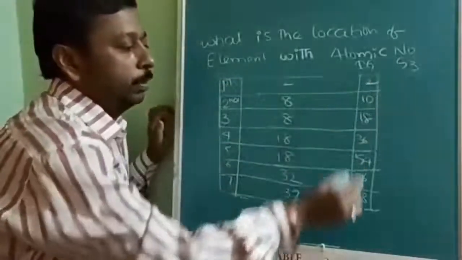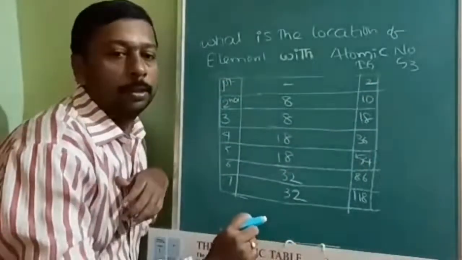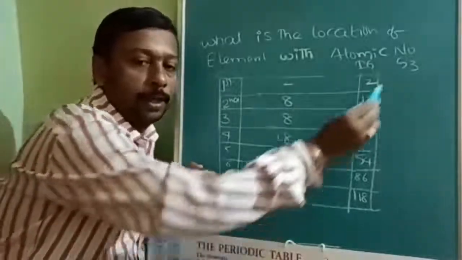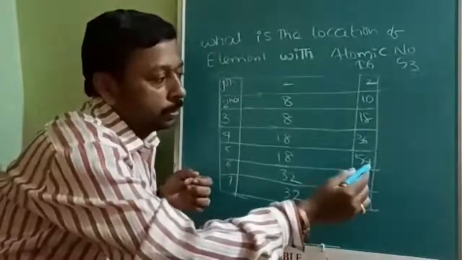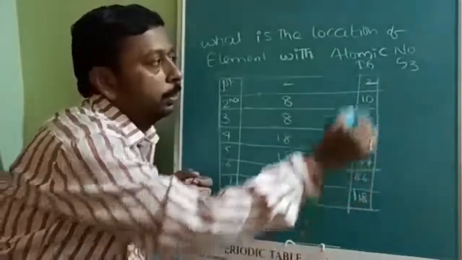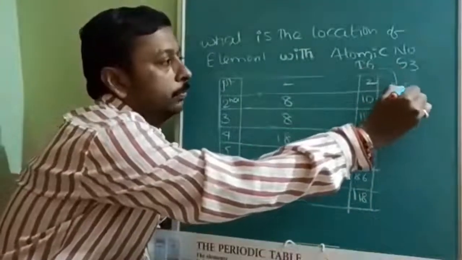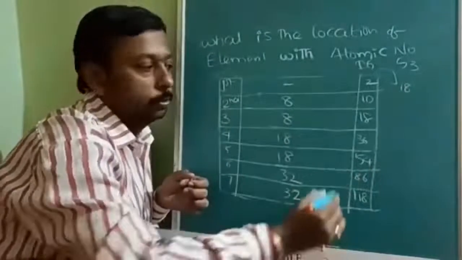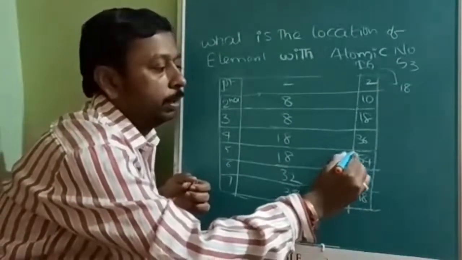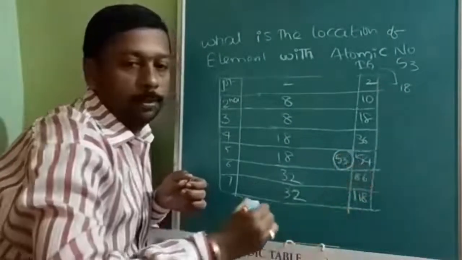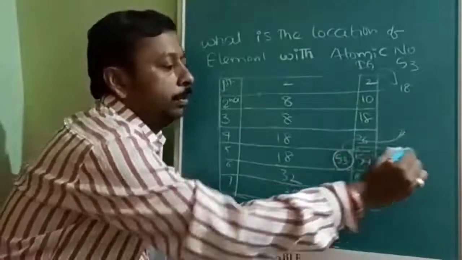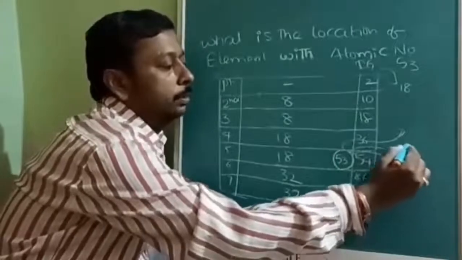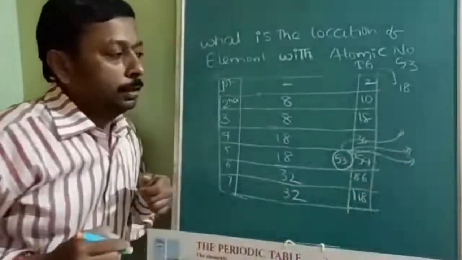Now, if you remember these numbers, that's it. Okay. So if the question is about 53, then what will you do? See, 54 is the inert gas. Inert gas belongs to which group? 18th group. So 53 will be here only. Is this understood? So all categories can be answered in a single attempt.